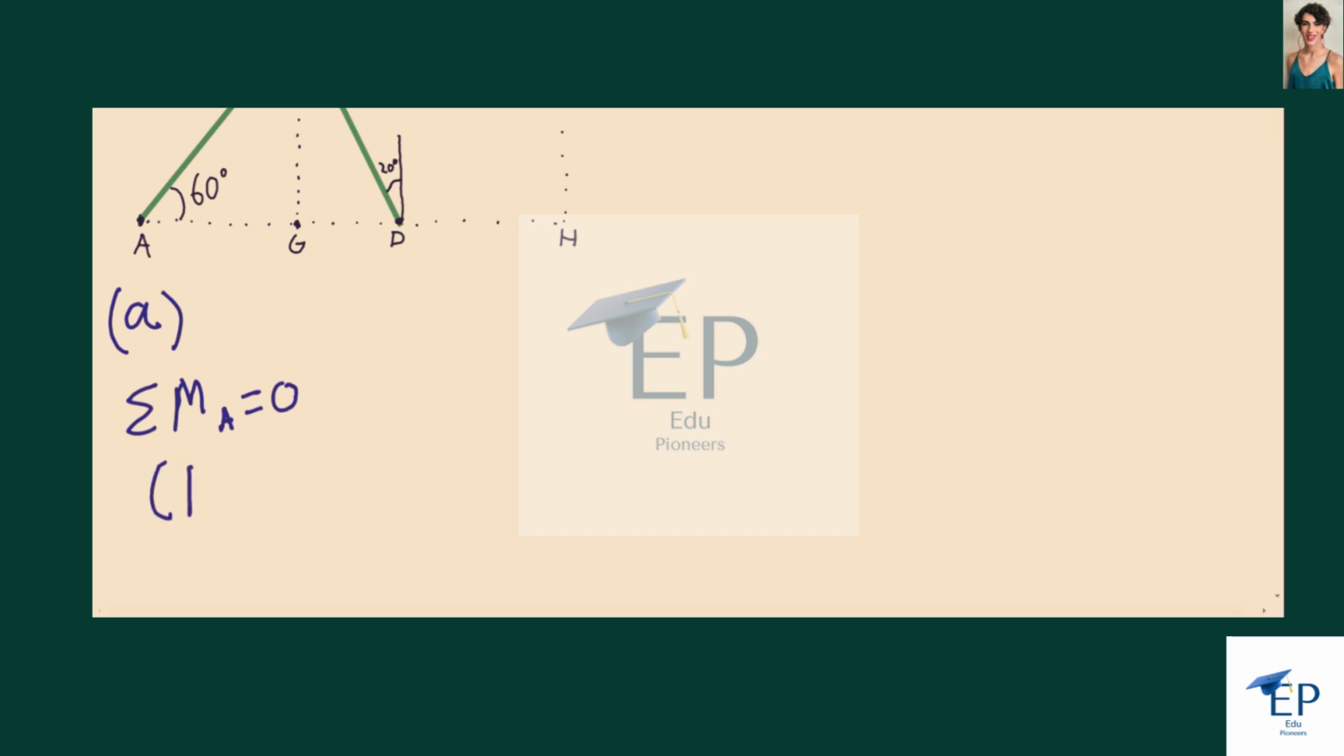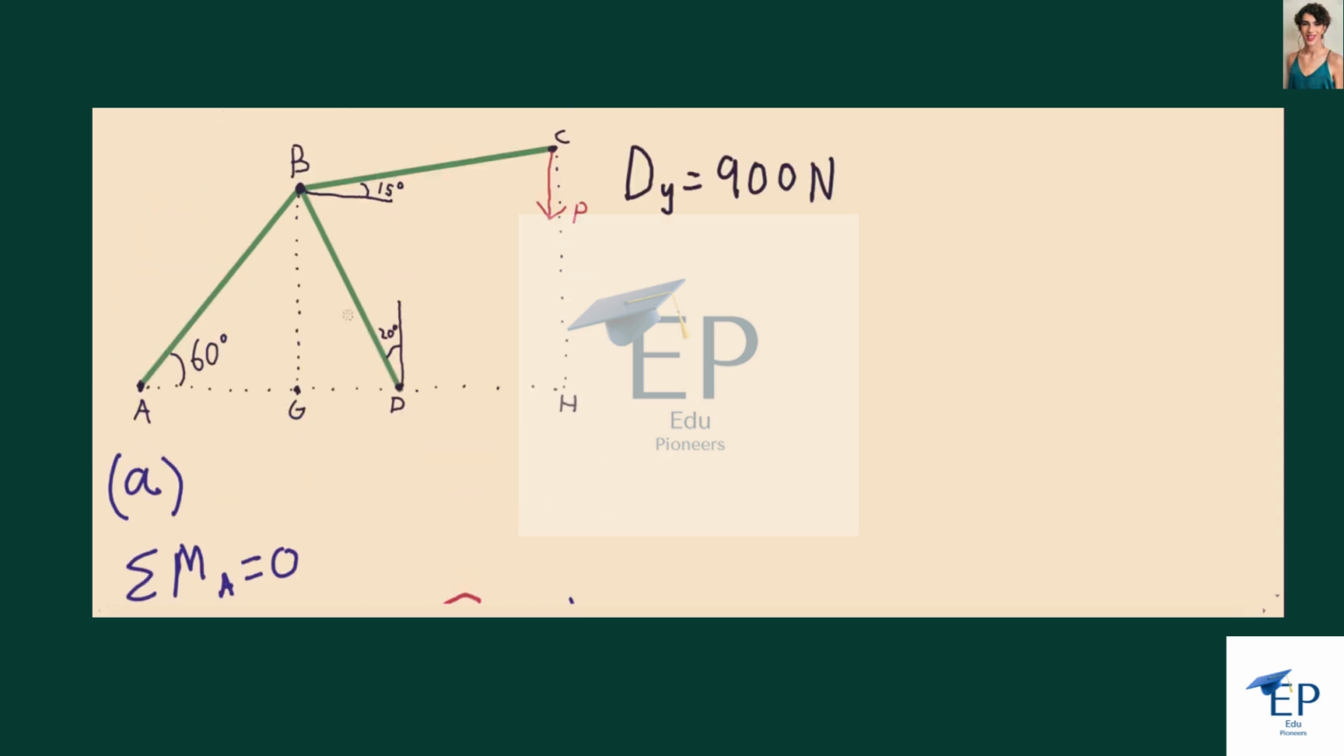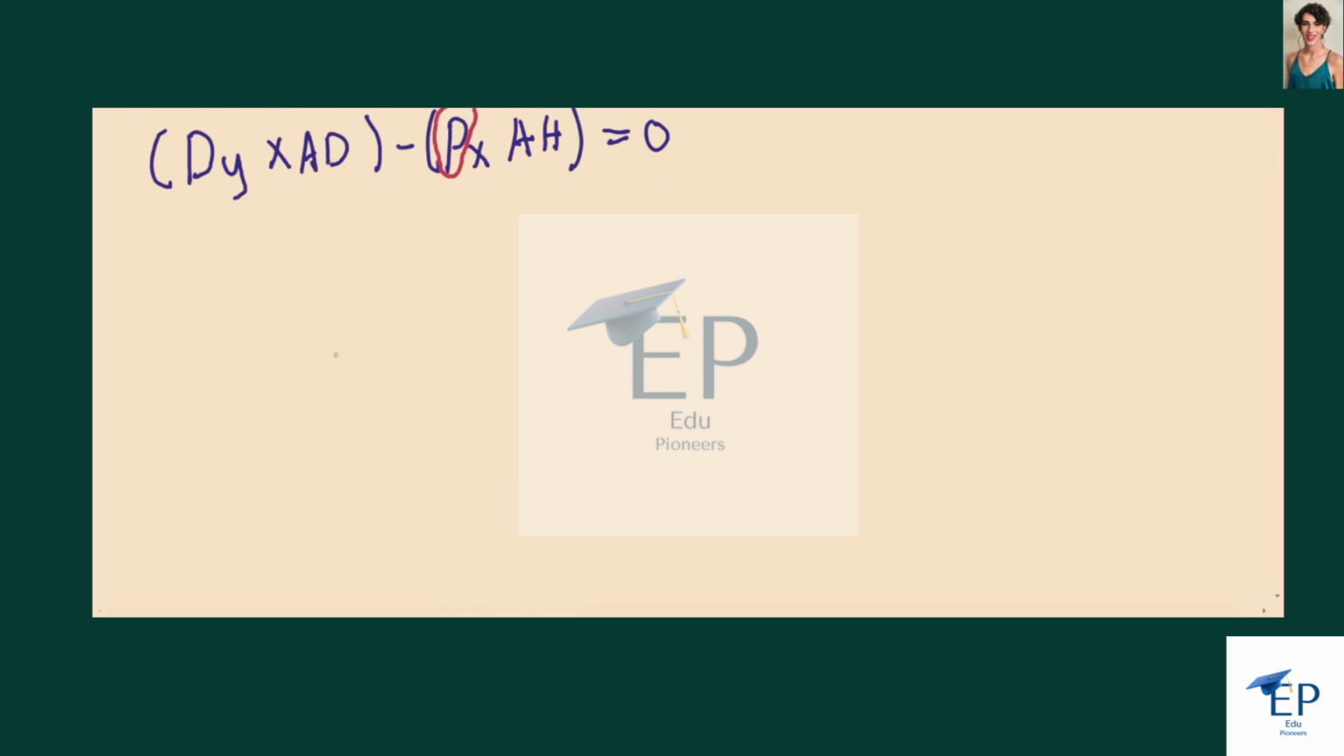And that's going to look like this. So it's going to be D of y times the length AD minus P times the length AH is equal to 0. So we're going to solve for this unknown value P, since we can find our lengths AD, AH, and we already know what D of y is. So we're going to start solving for the unknown lengths in our free body diagram.